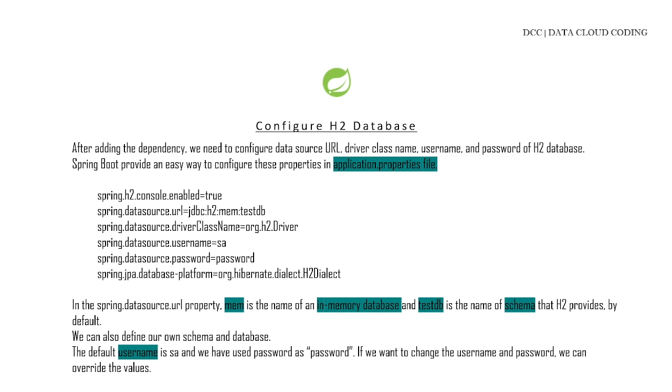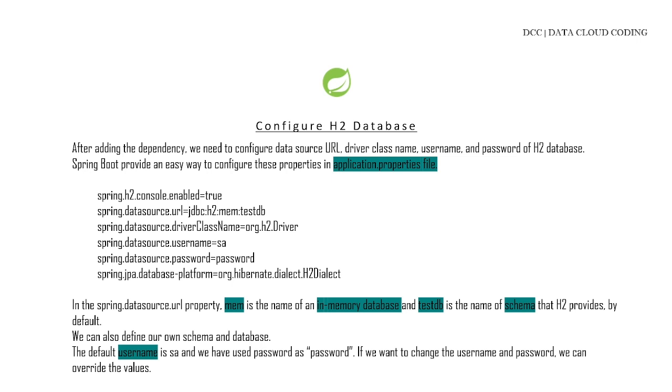So talking about the first property, spring.h2.console.enabled, which is set to true. By default, the H2 console is disabled in our Spring Boot applications. We do have to enable the H2 console by providing this property. Then the datasource.url, the value that is provided: here you can see mem is the name of an in-memory database, and testdb is the name of the schema that H2 provides. We can also create our own schema. We can also create our own database by overriding these names.